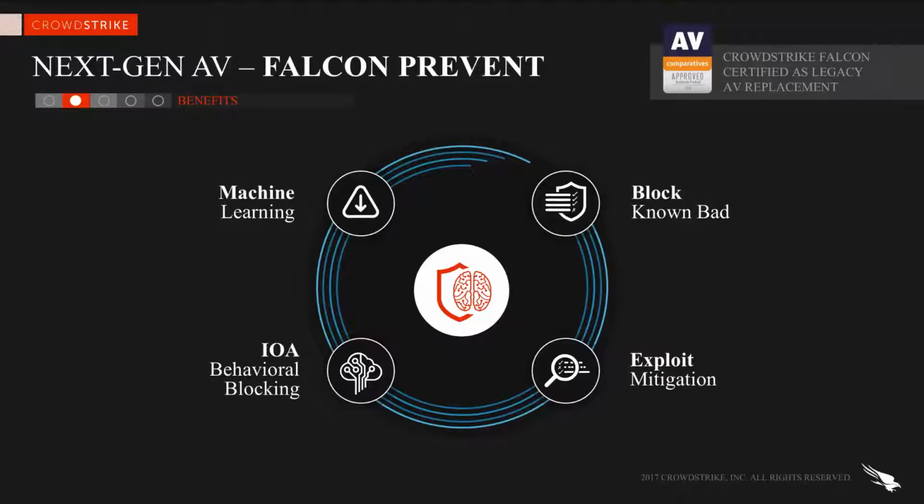So back into the Next Gen AV Falcon Prevent piece here. You all know we've had machine learning in the cloud for quite a while. We can block known bads: hashes, IOCs, domains, bad IPs. We could also block the unknown bad using machine learning algorithms and what we call IOAs, or indicators of attack. The IOAs are really looking at process behavior execution rather than just a hash or a known bad.